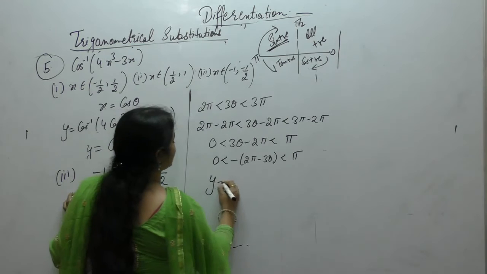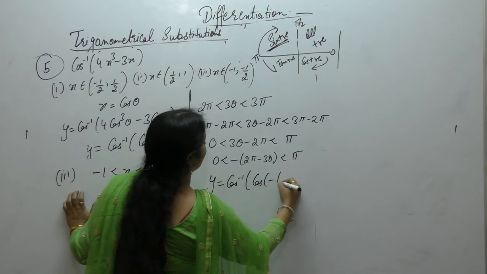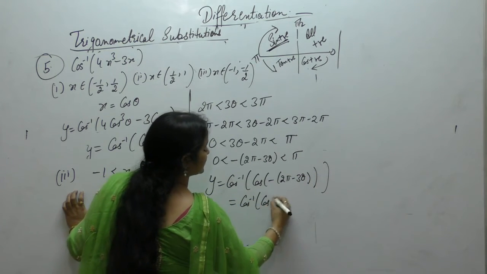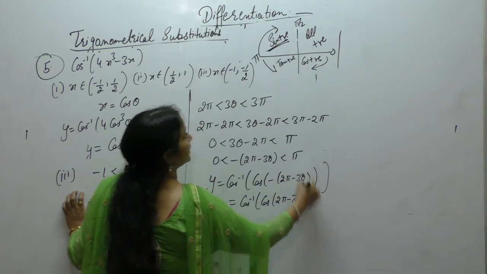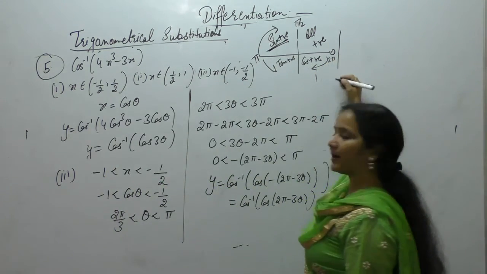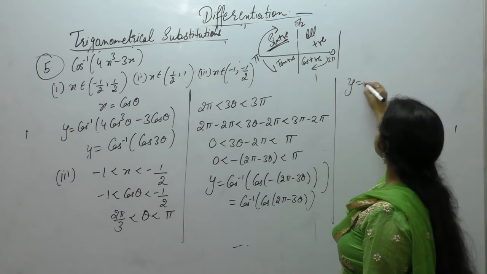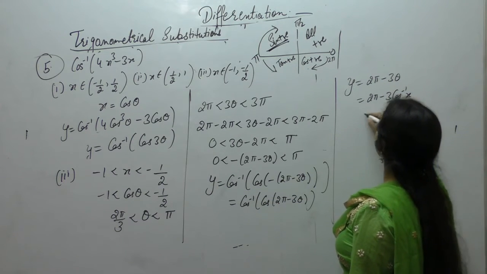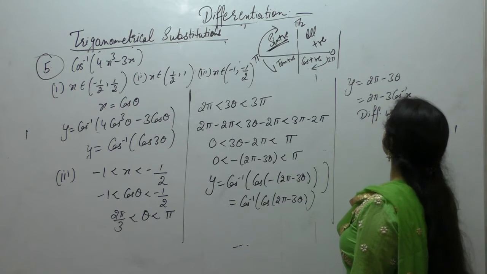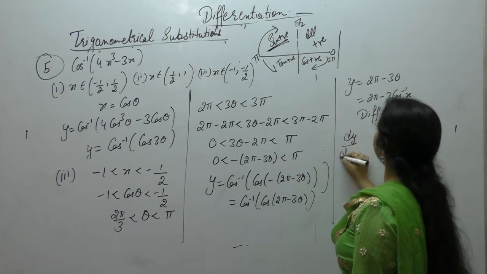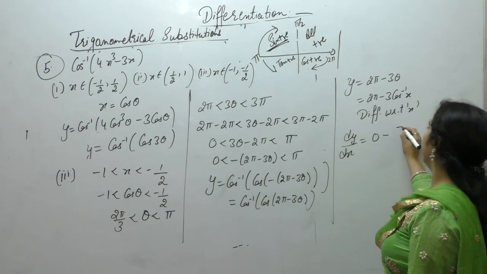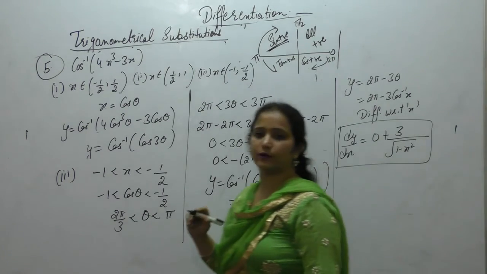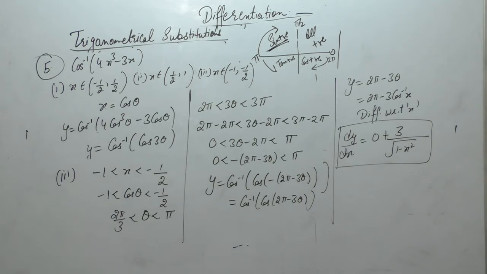Now we can write y as cos inverse cos of minus 2 pi plus 3 theta. Cos of minus theta is cos theta. So cos of 2 pi minus 3 theta, what will cos be in the negative? Positive. So we get y as 2 pi minus 3 theta. And theta is cos inverse x. Now differentiate with respect to x. dy upon dx, derivative of 2 pi is 0, minus 3, derivative of cos inverse is minus 1 upon square root of 1 minus x square. Note it down.